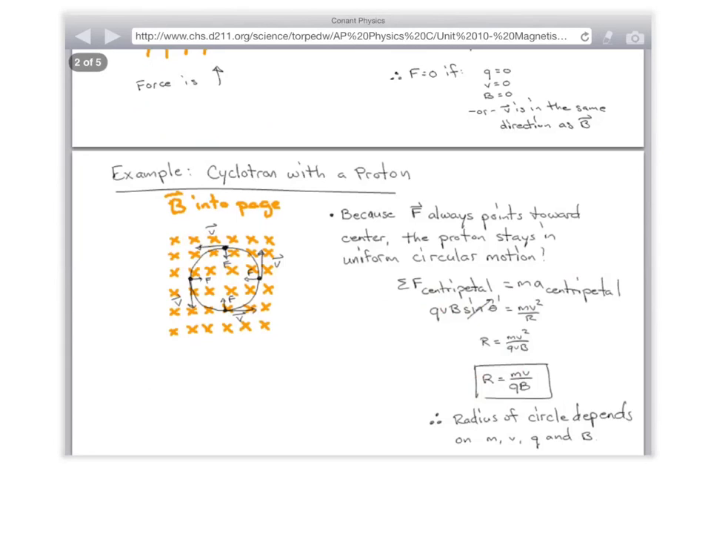All right, so the setup looks like this. Strong magnetic field inside the device. Particles are shot in here. Particles, depending on how massive they are, make either a smaller or a bigger circle.